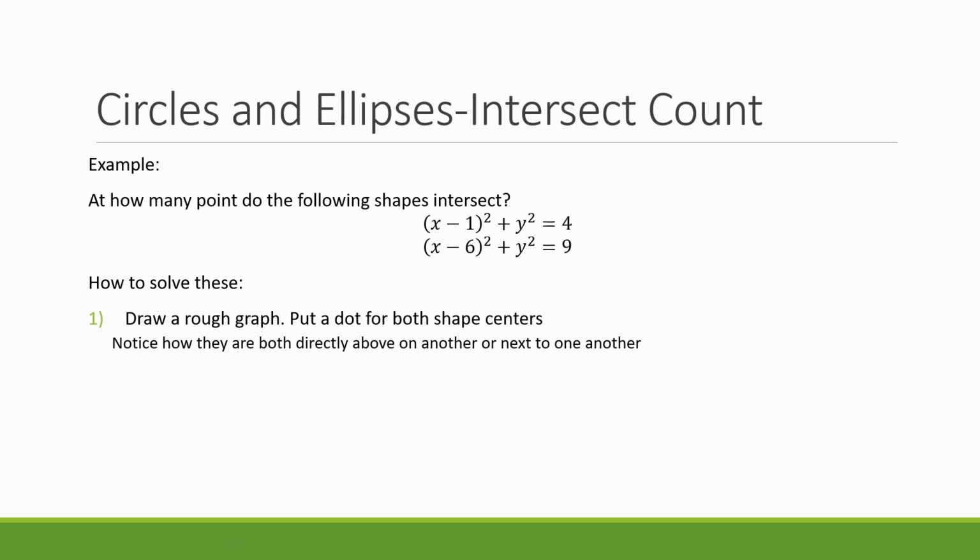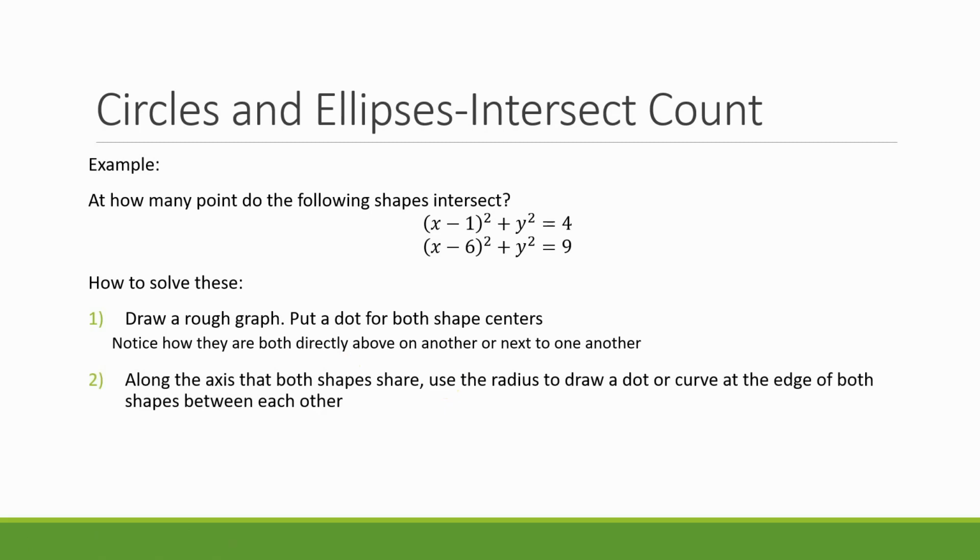I can't guarantee they won't make an alternate version at some point, but what I've always seen is that the centers are always going to be directly next to each other or directly above one another. So there's not going to be any diagonal going on here. They're either going to be left and right from each other or up and down from each other along a line. And that's very, very helpful.